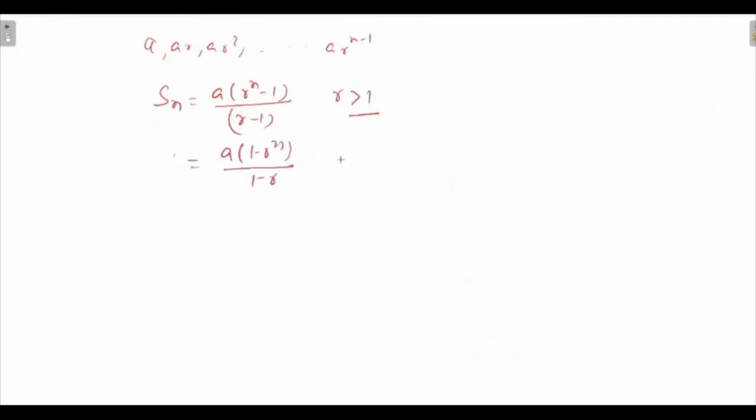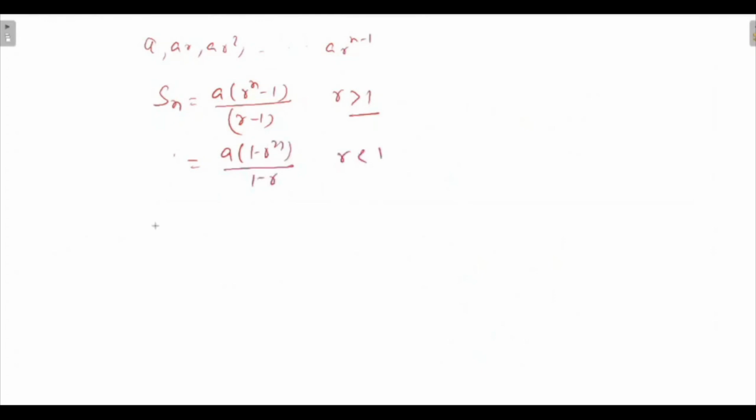So GP like this: a, ar, ar square, and it's like ar to the power n minus 1, so up to n terms. Then the sum up to n terms is a into r to the power n minus 1 divided by r minus 1, when r is basically greater than 1. Or you can just write a into 1 minus r to the power n divided by 1 minus r when r is less than 1.